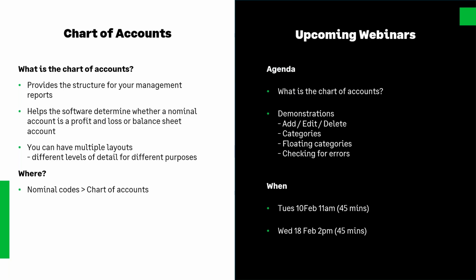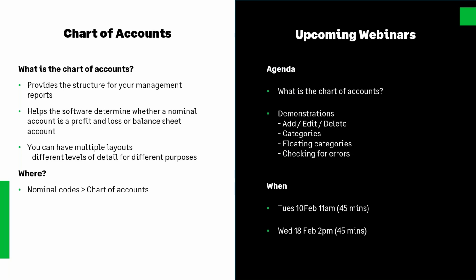So, just summarizing that chart of accounts, and again, we are going to go into a lot more detail. It basically provides a structure for your management report. Your chart of accounts is telling it, right, these are the profit and loss codes. These are the ones we need you to pick up when you run that report. This is what we need grouped together and added together. So it helps the software determine where it sits on those reports.